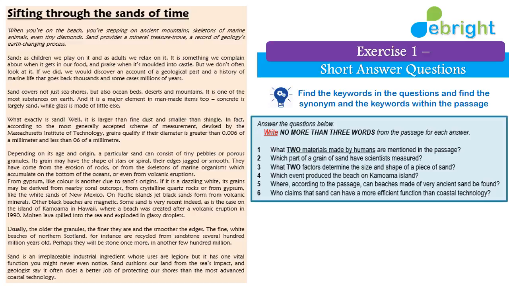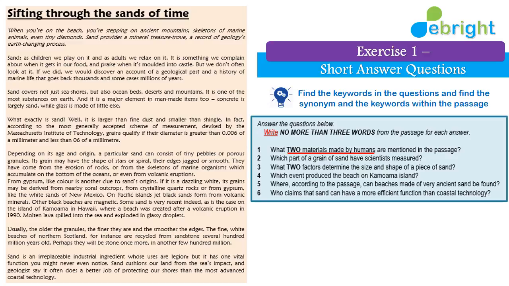As usual, in this type of reading questions, we should find the keywords in the questions and find the synonym of the keywords within the passage. Let's start from number 1. What 2 materials made by humans are mentioned in the passage? You've got the keywords 2 materials made by humans over there. So let's find the keywords and also the synonym of these words in the passage.